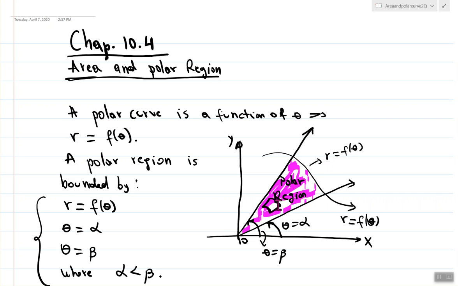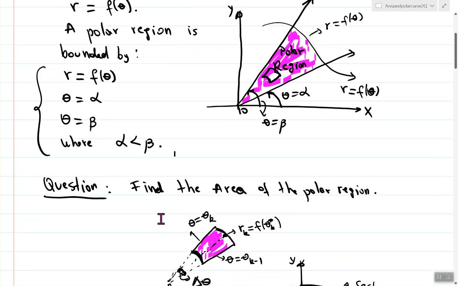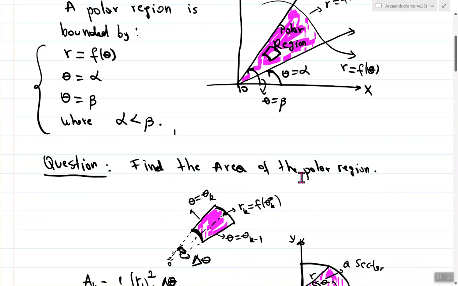So the question is, what is the area of this polar region? We say this polar region is bounded by r equals f of theta, which is this polar curve, theta equals alpha, and then theta equals beta. The assumption is alpha is less than beta, clearly. So again, the question is to find the area of the polar region. What is the area of this region?